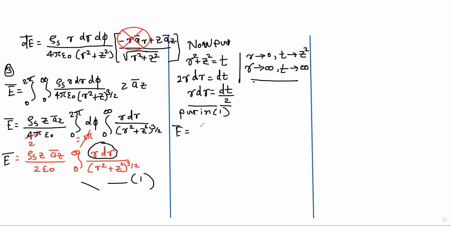to rho s z a bar z by 2 epsilon naught integration. Can you tell me the value of the integration now? The limits are z square to infinity, dt by 2 divided by t raised to 3 by 2. Okay.